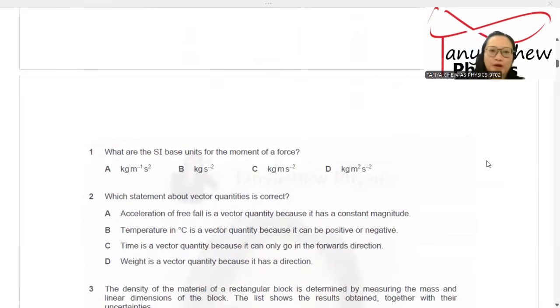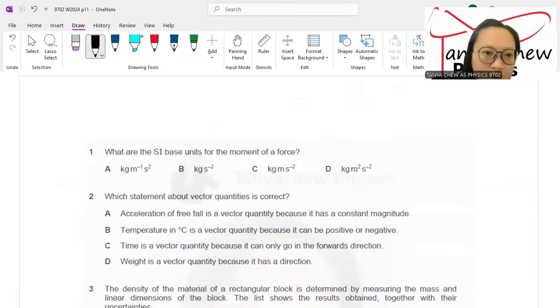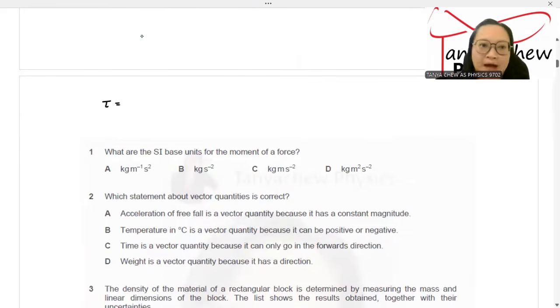Number 1, what are the SI-based units for the moment of a force? First thing you have to do is to recall the definition of moment. Moment, with the symbol tau, is defined as force multiplied by perpendicular distance. Second step, you have to look back at the question. The question wants the unit in terms of base units. So that is why I try to simplify my equation.